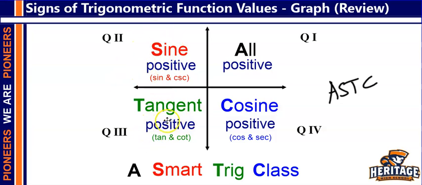This trig function tangent is only positive in the 3rd quadrant, and cosine is positive in the 4th quadrant. And don't forget that everything is always positive in the 1st quadrant. So that should be easy to remember. That's all. And the order should help you determine which is which.